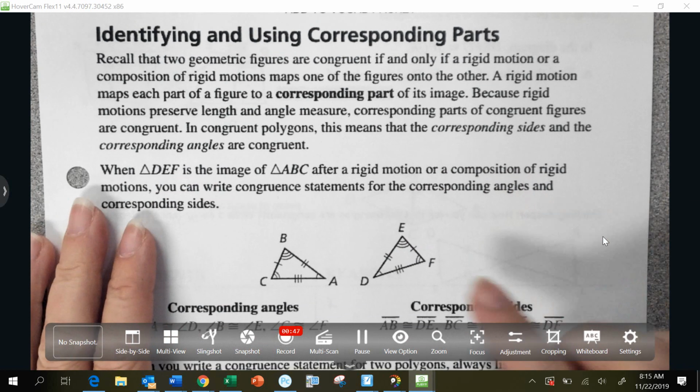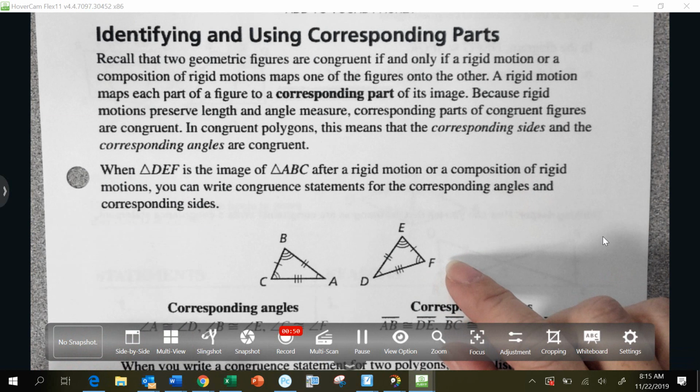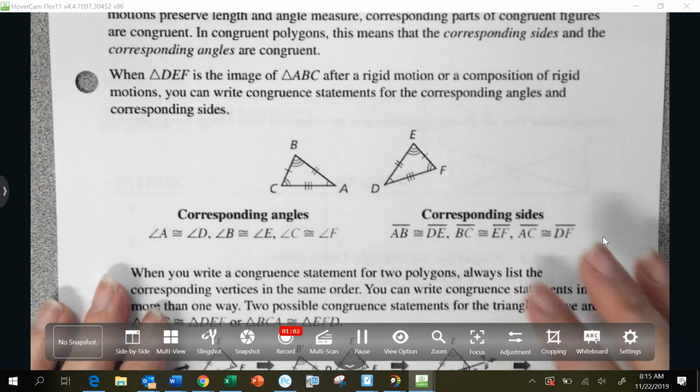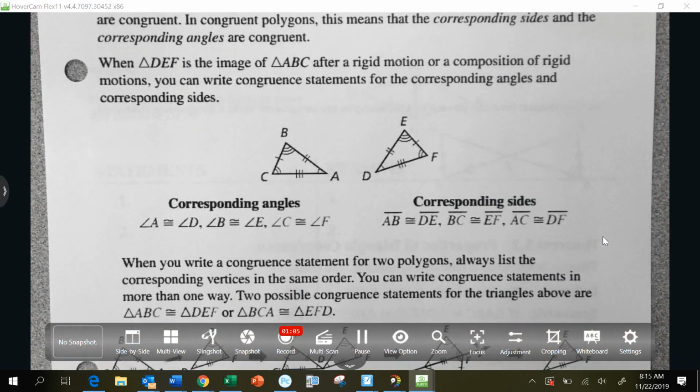So in this picture, when triangle DEF is the image of triangle ABC after a rigid motion or a composition of rigid motions, you can write congruent statements for the corresponding angles and the corresponding sides. So right here we've got corresponding angles. Angle A corresponds to angle D. How do you know? Besides the fact that it's written there, how else do you know? Look at the picture.